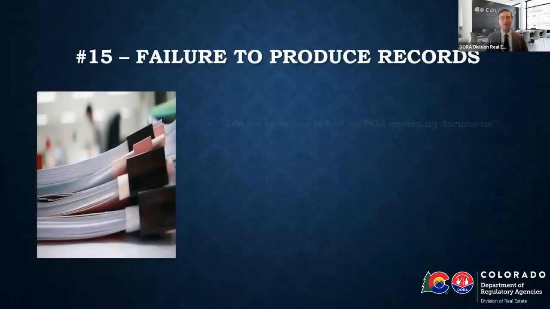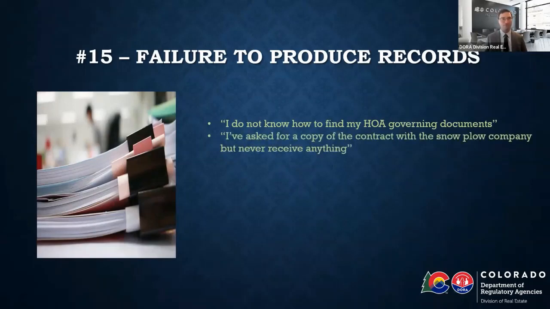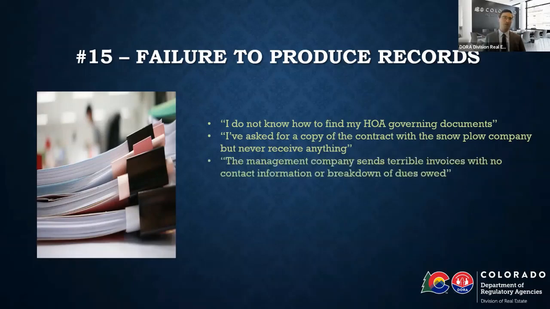Failure to produce records. I don't know how to find my HOA governing documents. I've asked for a copy of the contract with the snowplow company, but never received anything. The management company sends terrible invoices with no contact information or breakdown of dues owed. These are some examples of complaints that we receive that we might file under failure to produce records.